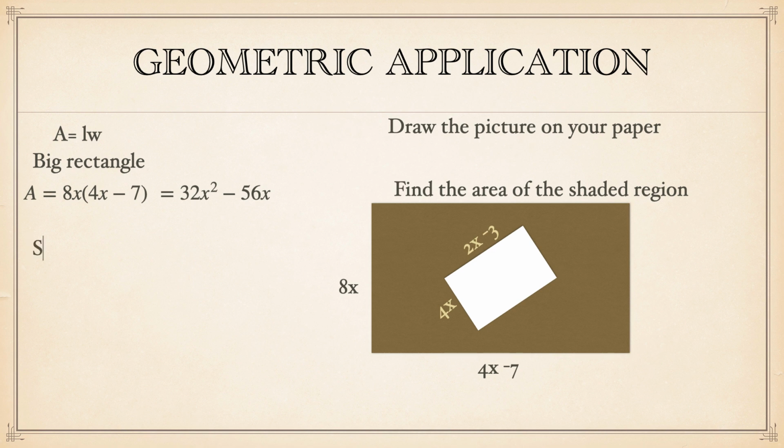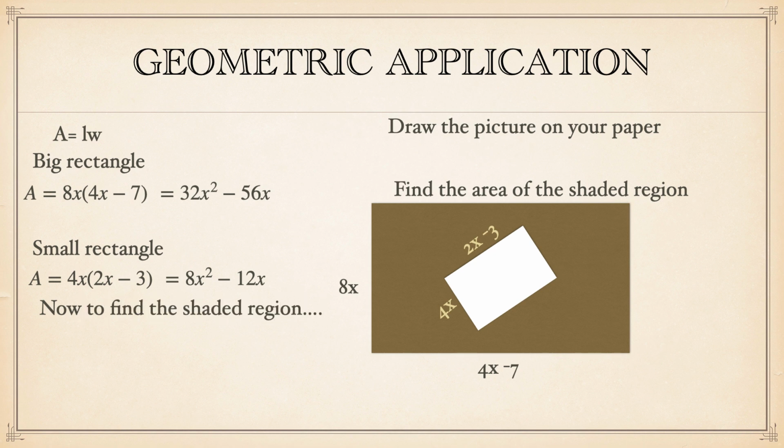All right, now I'm going to do the area of the small rectangle, and that's going to be the same exact formula, length times width. And so I have here 4x times 2x minus 3, and when I do the distributive property, I get 8x squared minus 12x. But the directions say to find the area of the shaded region. So that means that I'm going to remove from the area of the big rectangle the area of the small rectangle. I'm going to find the difference of the areas.